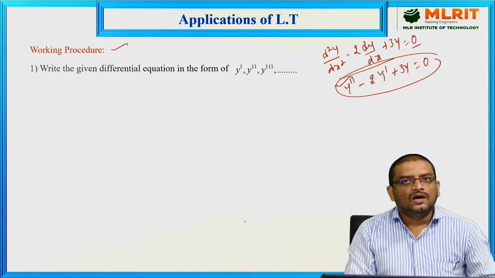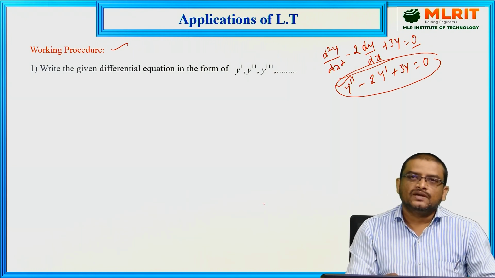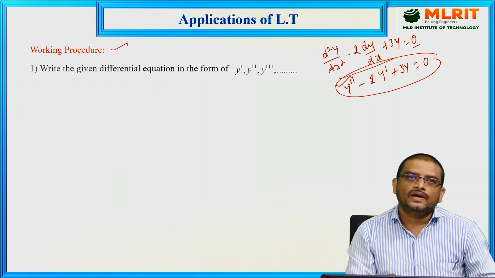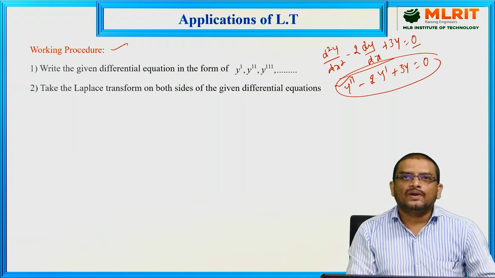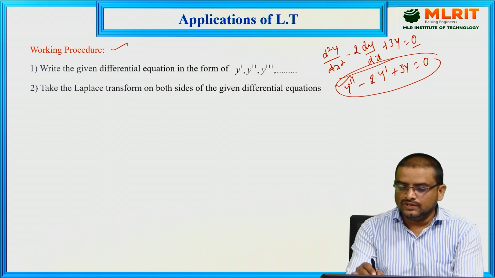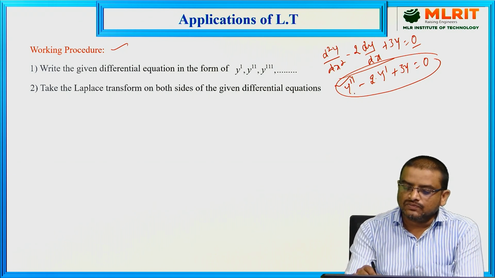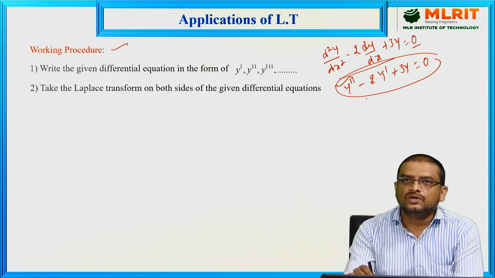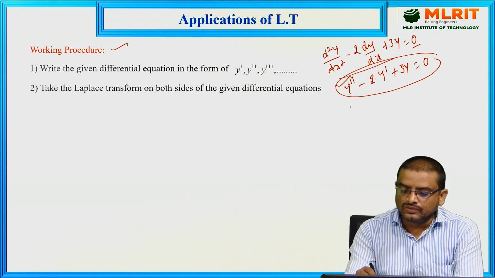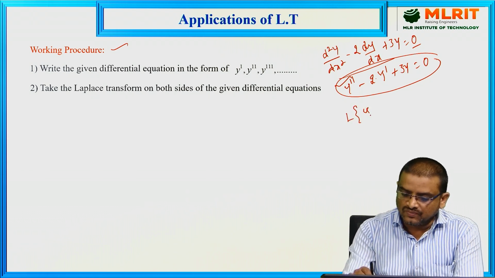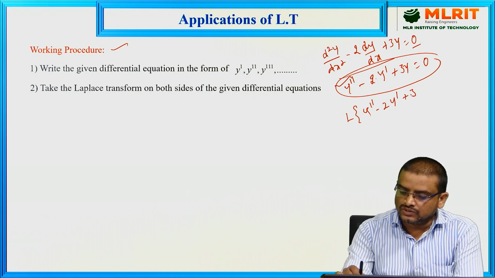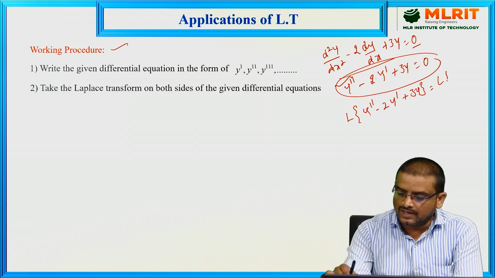Now once after converting the given differential equation in terms of y dash, y double dash and y triple dash, we have to take the Laplace transform on both sides. Imagine that this is our differential equation, which we have converted in the form of y dash, y double dash and so on. Then in the second step, we have to apply the Laplace transform on both sides. That is, Laplace transform of y double dash minus 2 into y dash plus 3 into y is equal to Laplace transform of 0.